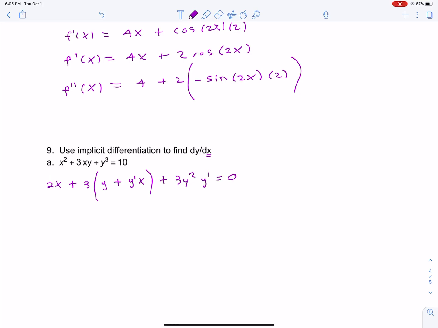Okay? Continuing, let's see, I think I'm going to distribute. So I get 2x plus 3y prime x plus 3y squared y prime equals 0. So these are my y prime terms. Everything else can go onto the other side. So what do we get? We get 3xy prime plus 3y squared y prime, and that's going to equal negative 2x minus 3y.